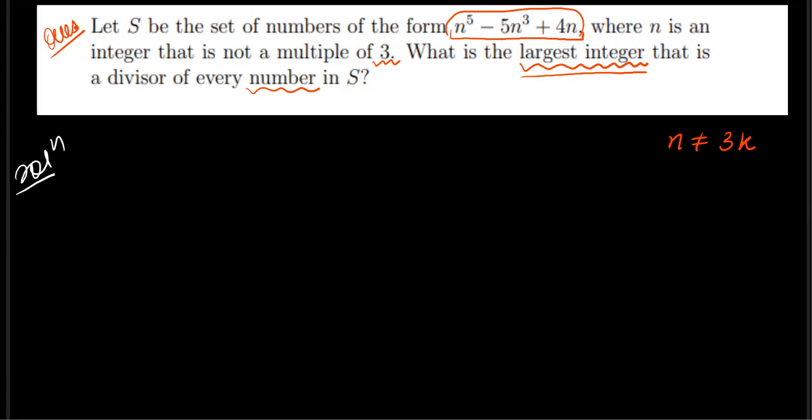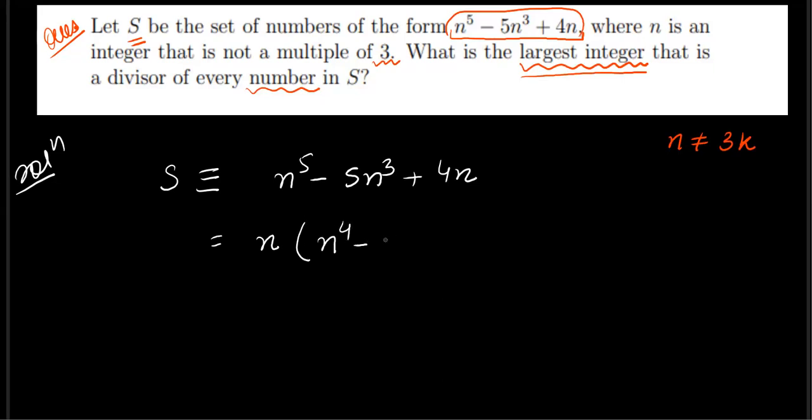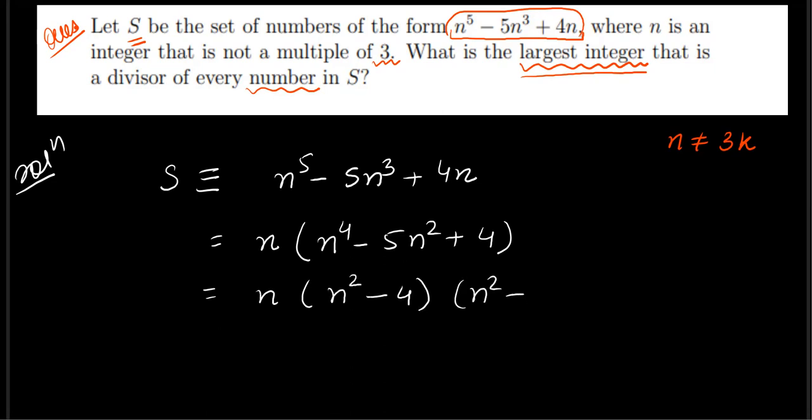So what we need to find out is the largest integer that is a divisor of every number in S. First of all, let me see what kind of numbers we have in S. The numbers in set S are of the type n power 5 minus 5n cube plus 4n, where n is an integer. When I factorize it, if I take n common, I am left with n power 4 minus 5n squared plus 4, right? I can further factorize it as n squared minus 4 into n squared minus 1. Further, we can factorize it.